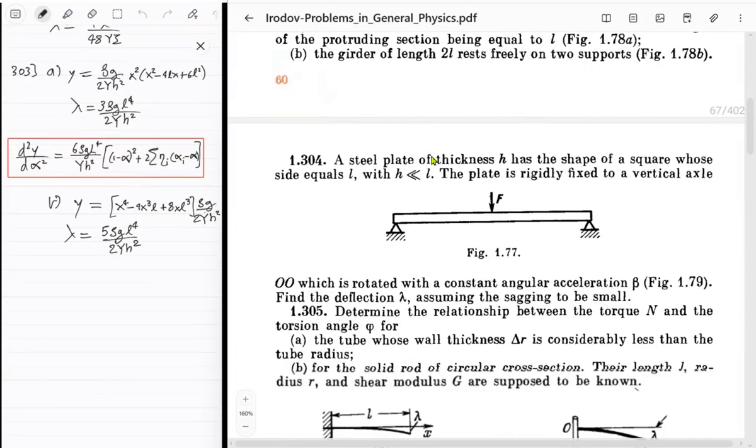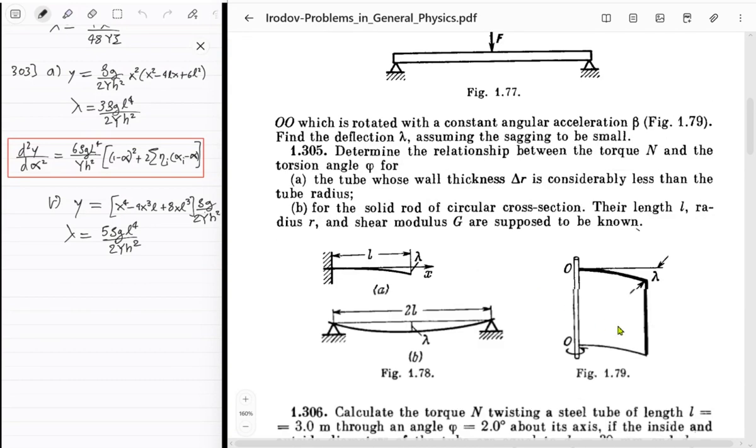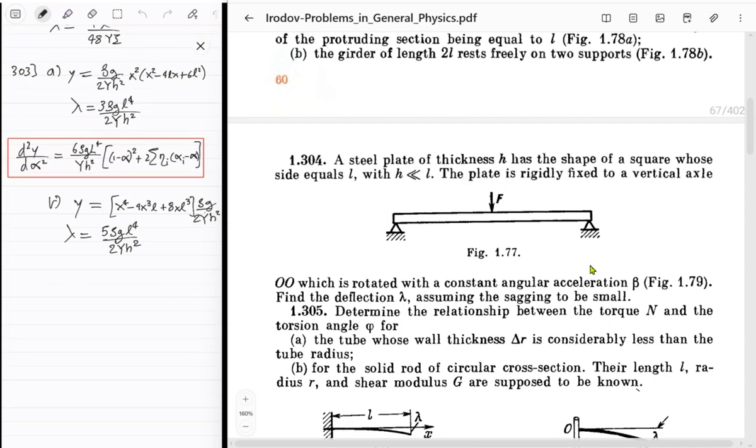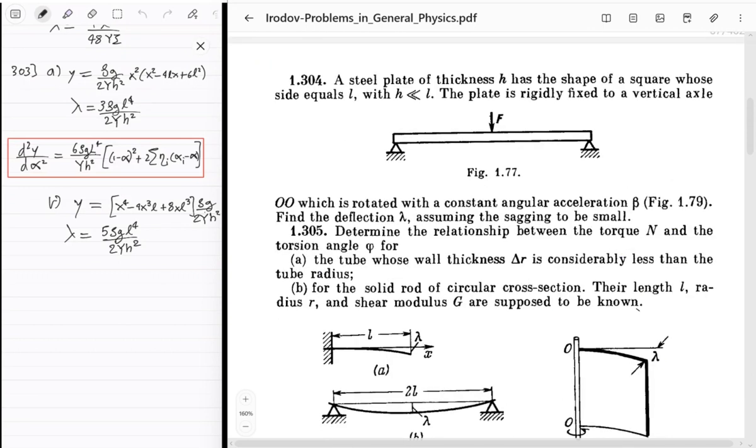304. Let's do it. A steel plate of thickness h has the shape of a square whose side length equals any figure given 1.79. So it's a steel plate, length L and L, with h much less than L. What is h, by the way? Of thickness. Okay, fine. The plate is rigidly fixed to a vertical axle, which is rotated with a constant acceleration beta. Find the deflection, assuming the sagging to be constant. So this is our deflection, right?